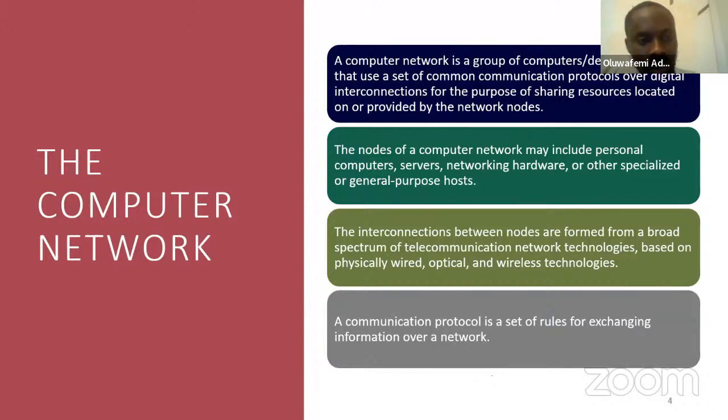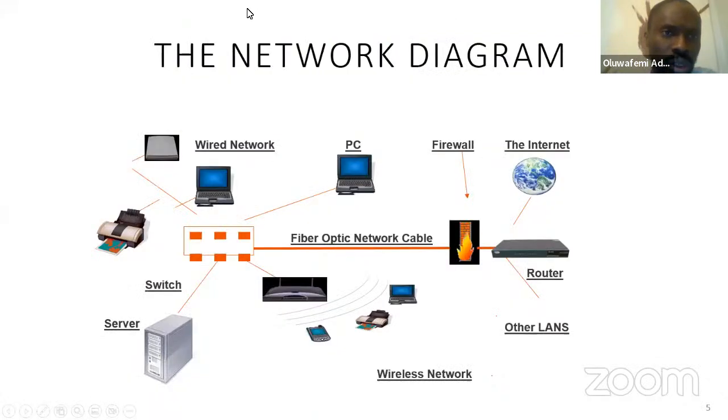All of this will make a lot of sense as time goes on, but I need you to understand the basics so that you can understand what exactly a computer network is, right? So take note of the nodes, take note of interconnection, take note of protocol. I'll take that again. Nodes are server, networking hardware, general purpose host, and interconnections is the medium at which you transfer. It could be physical wired, it could be optical, it could be wireless, right? A communication protocol is a set of rules for exchanging information over the network, right? So this is a typical view of what this looks like, right?